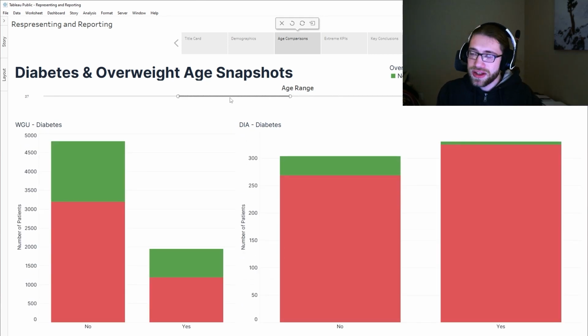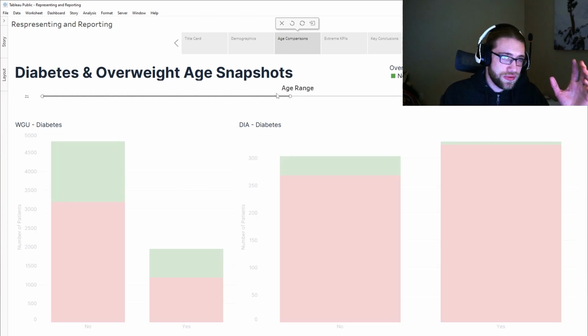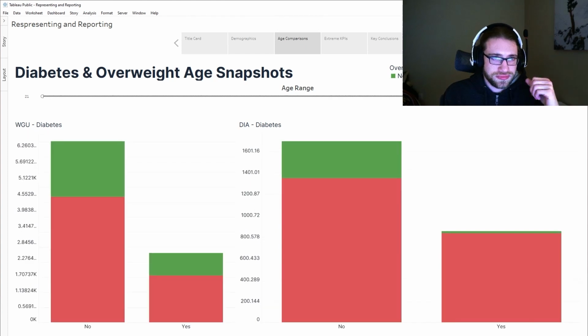And so that's what I really wanted to paint with this page: how well we are doing when it comes to diabetes and overweight patients.